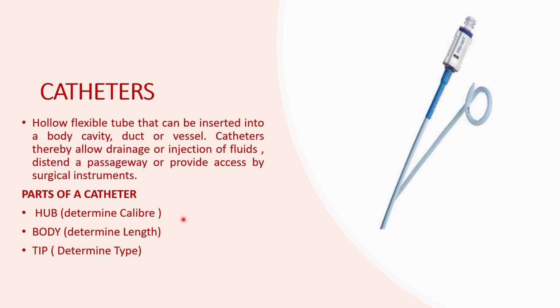The catheter usually has three parts: the hub, which determines the caliber or the diameter of the catheter; the body, which determines the length of the catheter; and the tip, which determines the type of the catheter. For example, in this case, this is a pigtail catheter.